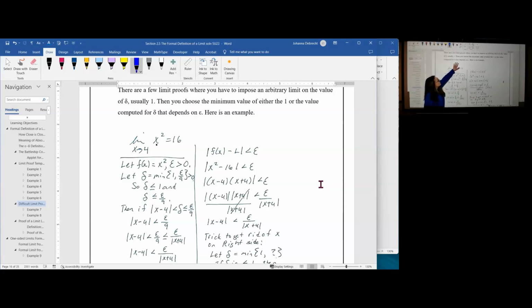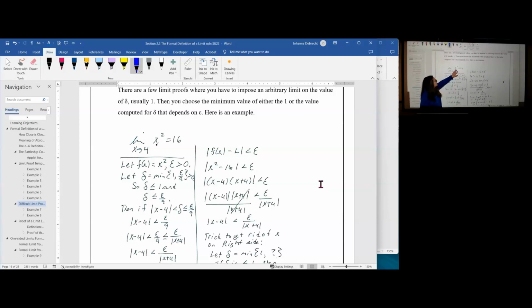In this particular problem, we have to impose an arbitrary limit on the value of delta. There's nothing algebraically we can do to get x minus a trapped in the absolute value less than something related to epsilon without imposing an arbitrary value for a maximum of delta. We typically choose 1 to be our maximum value of delta, but that's also arbitrary. It's just our habit to choose 1.